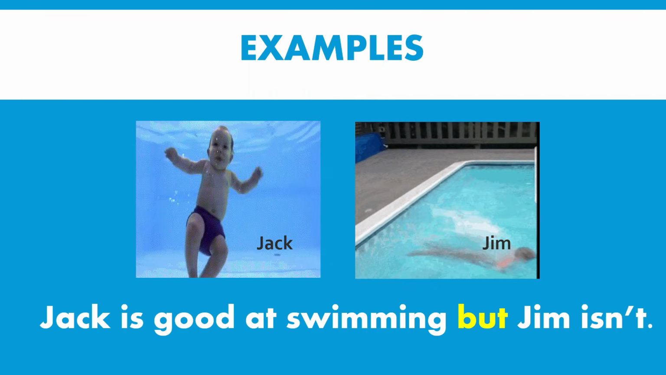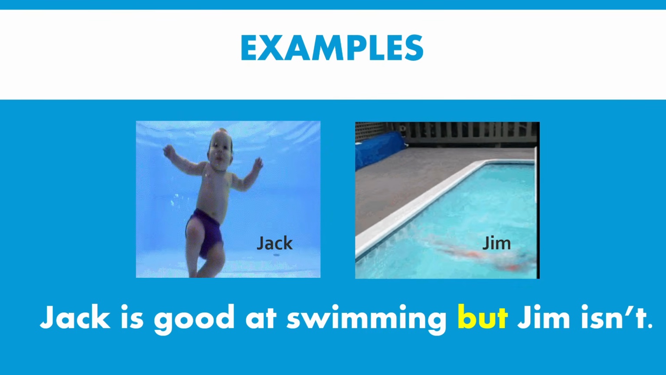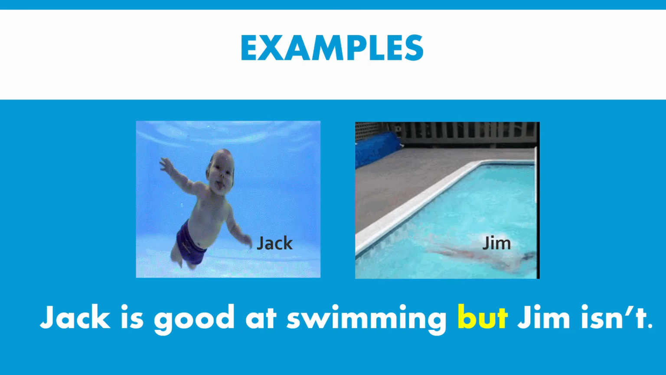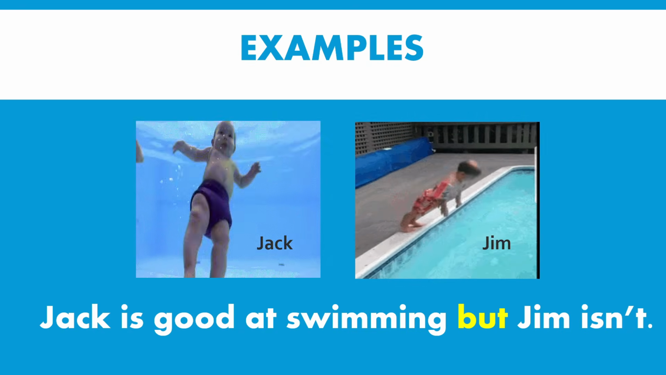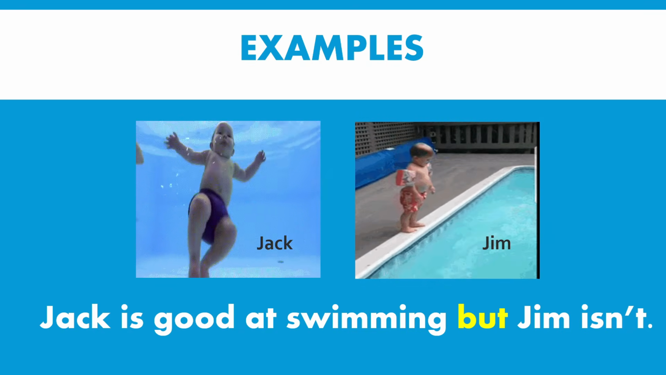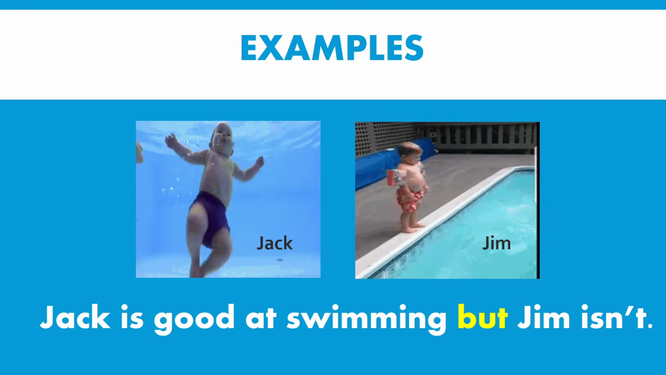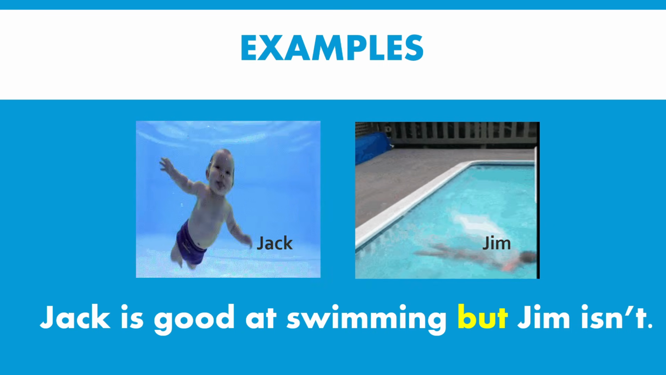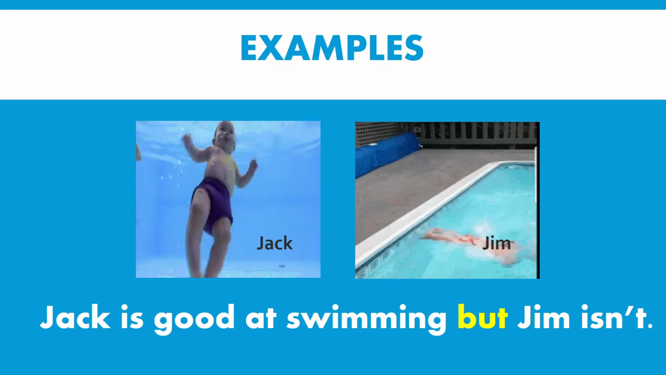That is why we have to use "but" to show that one is good and one isn't good. That is why here the sentence is written as Jack is good at swimming, but Jim isn't. Just remember, as long as the two ideas are different, definitely we have to use the conjunction "but".